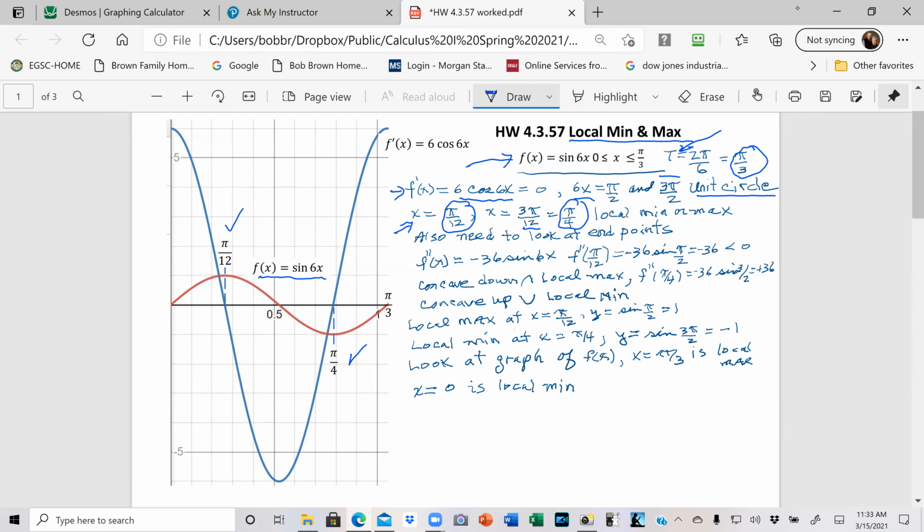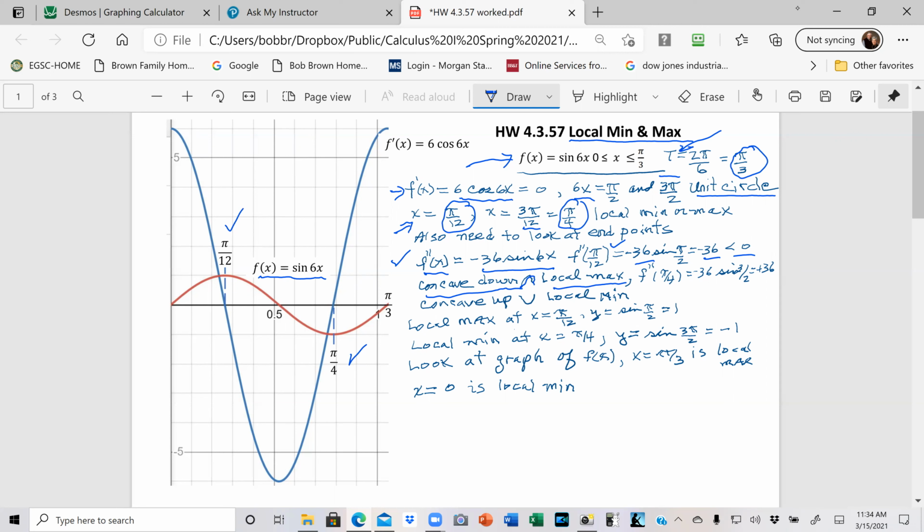But if you didn't graph it, you can check the second derivative to see whether or not it's concave up or concave down. Well, the second derivative of the function is minus 36 sine of 6x. And the second derivative at pi over 12 happens to be minus 36 sine of pi over 2, which is minus 36, which is less than 0, which means it's concave down. I usually draw something like a concave down graph to see that that's a local maximum.